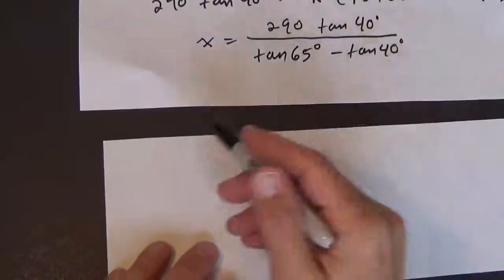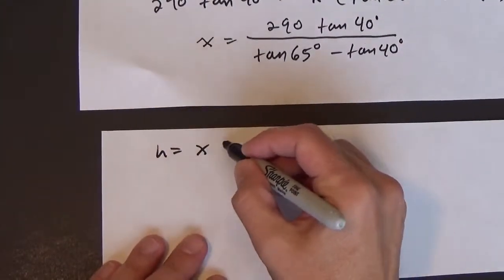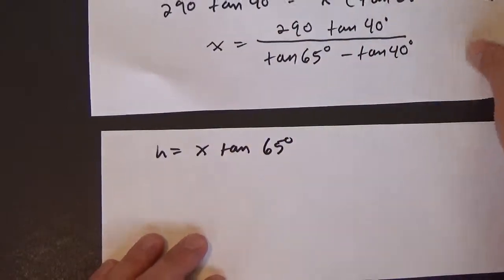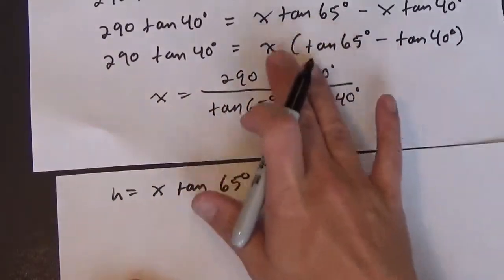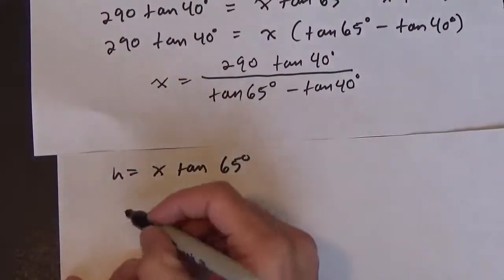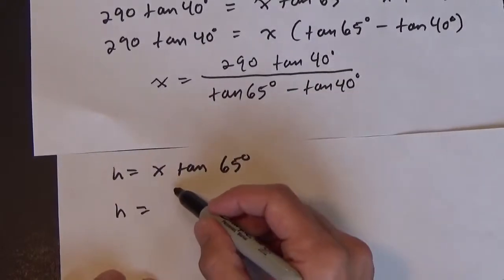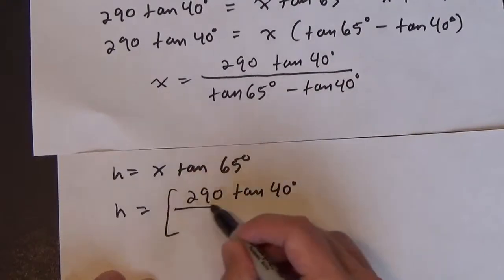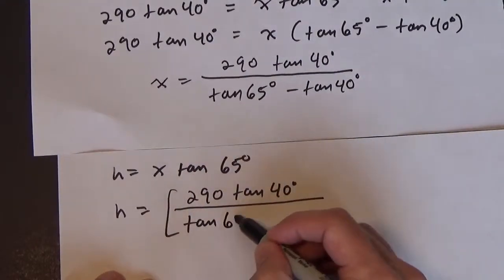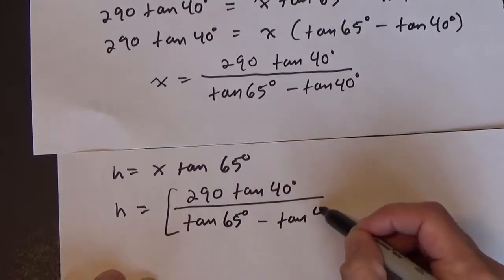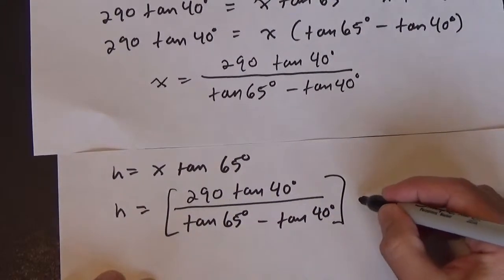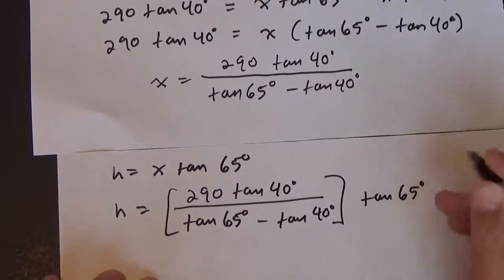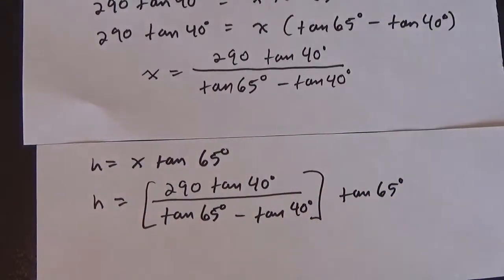I have a little sheet of paper here. So h equals x times the tangent of 65 degrees. That was from this equation up here. And we know what x is. It's this whole thing right here. So why don't we substitute that x in for here? So we end up with h equals, so we have this big thing, 290 times the tangent of 40 degrees all over the tangent of 65 degrees minus the tangent of 40 degrees times the tangent of 65 degrees. Alrighty. Well, there you go.